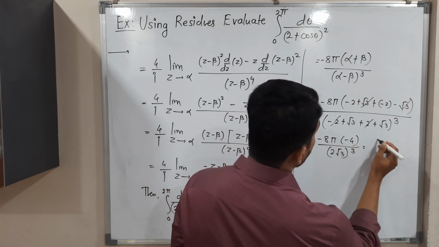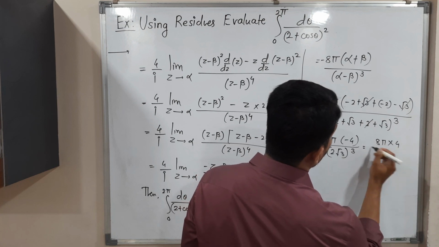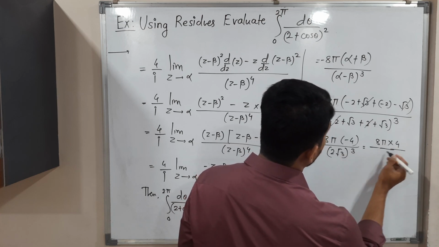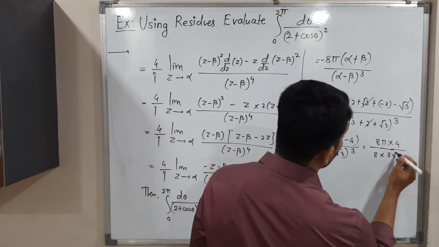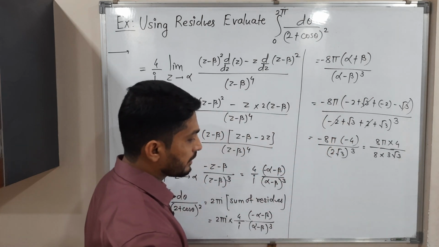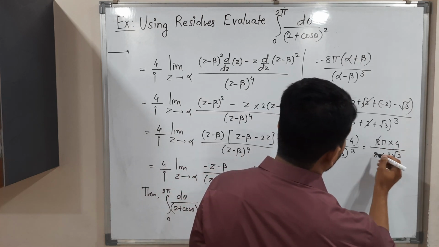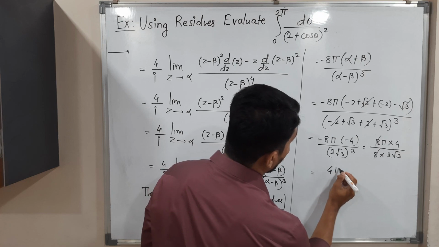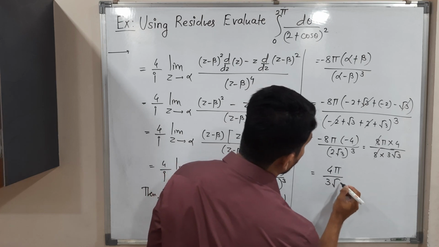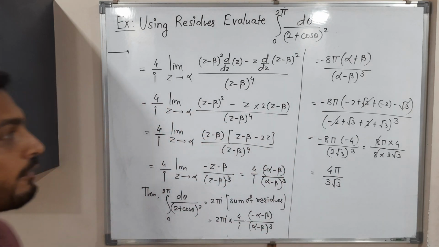So minus minus plus, so 8 pi into 4. 2 cube is 8, agree? Root 3 cube is 3 root 3. So 8 will get cancelled and we will have 4 pi upon 3 root 3. So this is the required value of that integration.